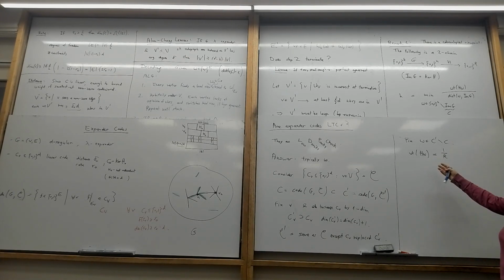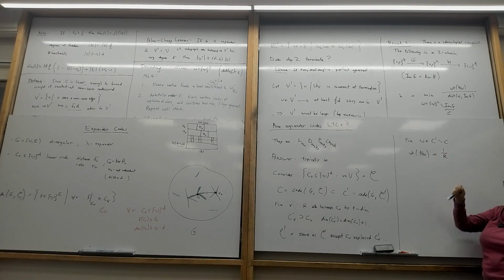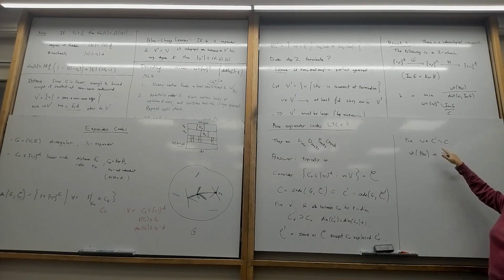However, W is in C prime. C prime itself is a code. That means that every string in C prime is far from any other string in C prime. And in particular, C prime contains C, so W is far from every other string in C.